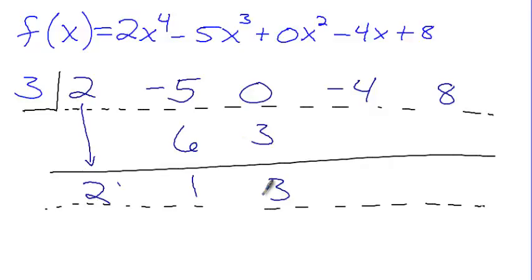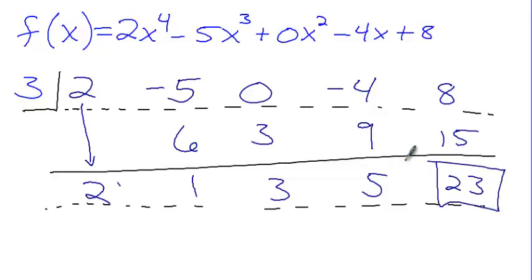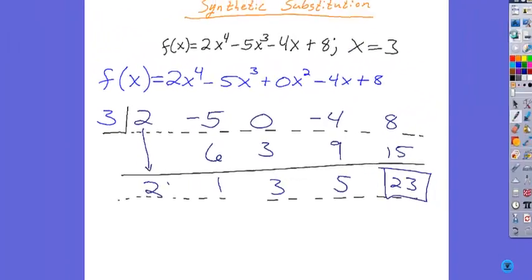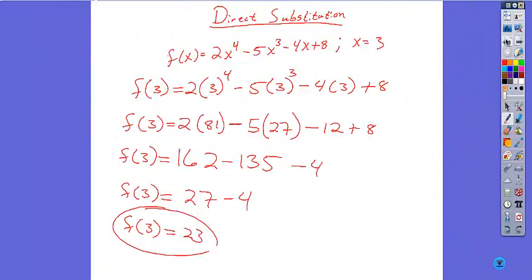Okay, number in the equal bar. What do I do with it? Times it by the number outside. What's 3 times 3? What do I do with these 2? What do I get? 5. 5 times 3 is... What do I do with these? What do I get? Huh. Does that number look familiar to anybody? What did we get over here with direct substitution? F of 3 is equal to what?